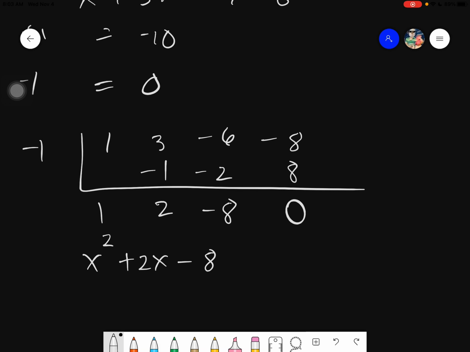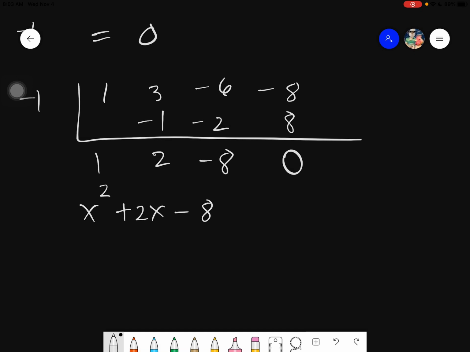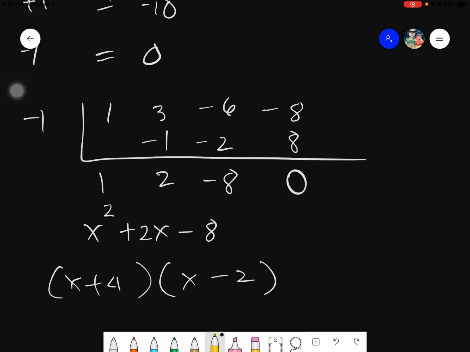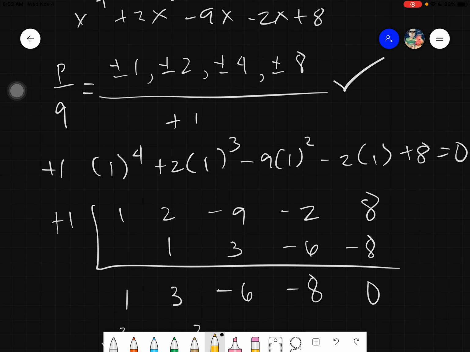Okay? So in this case, I think we can factor this one out. And the factor of this would be x plus 4 and x minus 2. And that would be our answer. Okay? So, listing down our zeros. So let me just check those things.